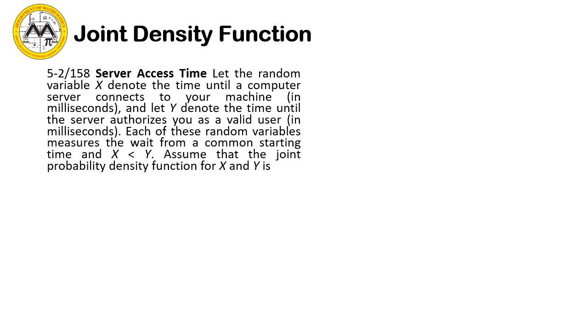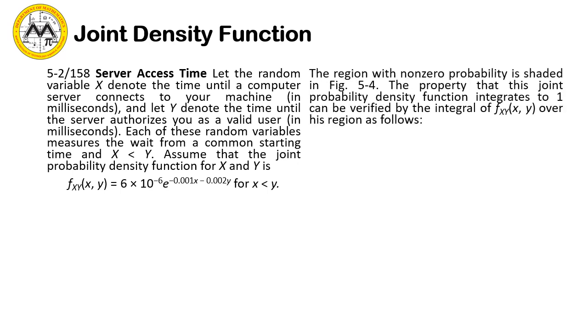So assume that the joint probability density function of x and y, f sub xy, is given by 6 times 10 to the negative 6, e raised to negative 0.001x minus 0.002y, for x less than y. The region with non-zero probability is shaded later. We can verify that this joint probability density function integrates to 1 over this region as follows.